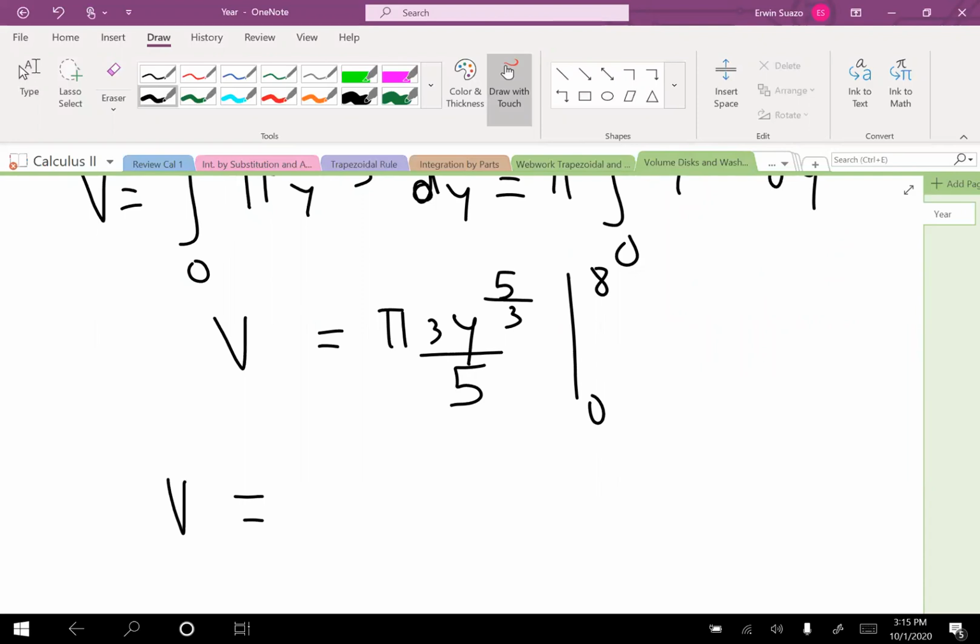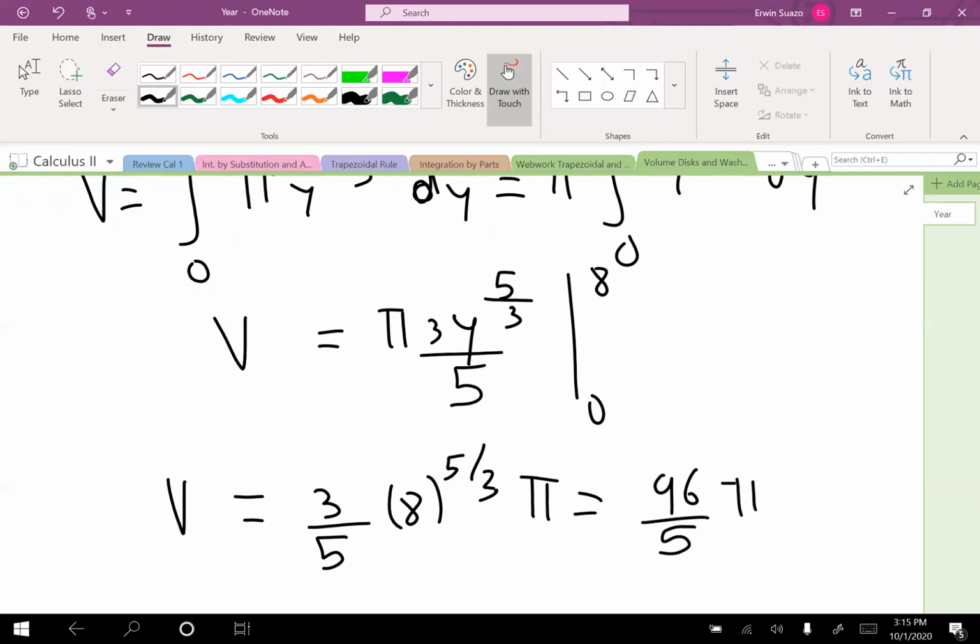So let me see. You get 3/5 times 8^(5/3) times pi minus 0. So y of 0 is 0, so I don't need to plug in that one. And that's going to give you 96/5 pi. I'm following my notes, right? We don't have time to calculate it, but that will be your final answer. Okay.